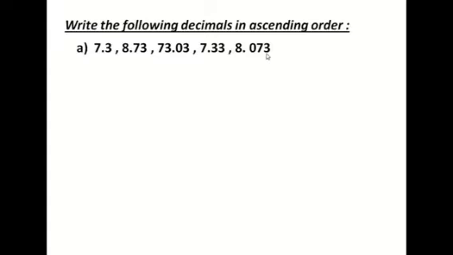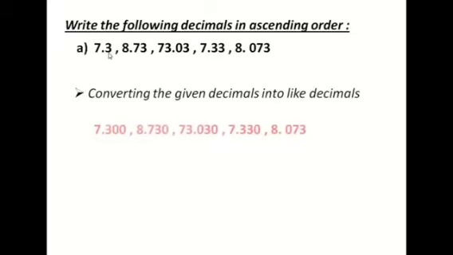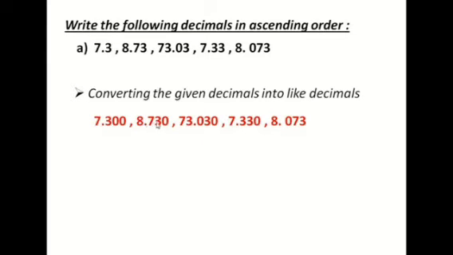So before arranging, you have to convert all the decimals into like decimals. You can see 8.073. After the decimal point, there are 3 places, whereas 7.3 is having only 1 place. So to compare the decimals, the first thing you have to do is convert them into like decimals. Like decimals means after the decimal point, they will have the same number of digits. So let's convert it. So 7.300, 8.730, 73.030, 7.330, 8.073. I hope you are clear.